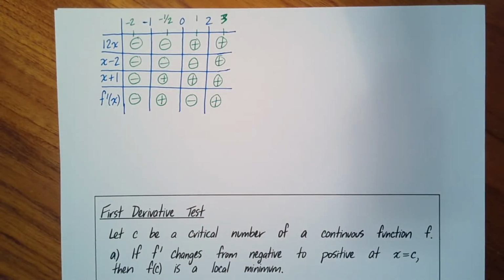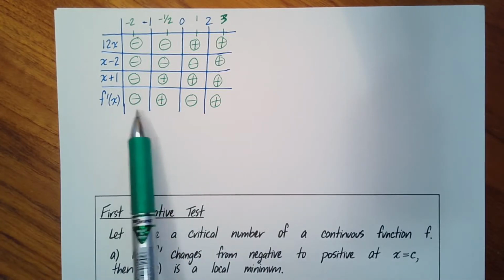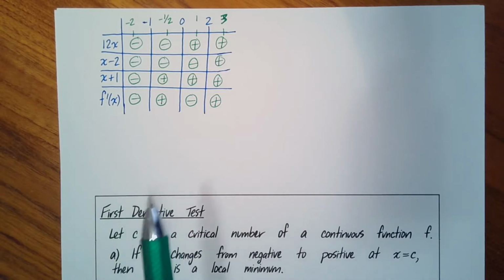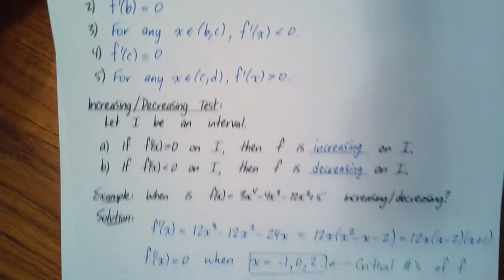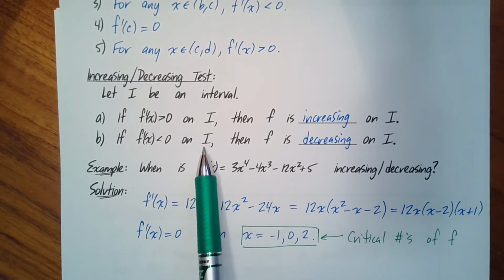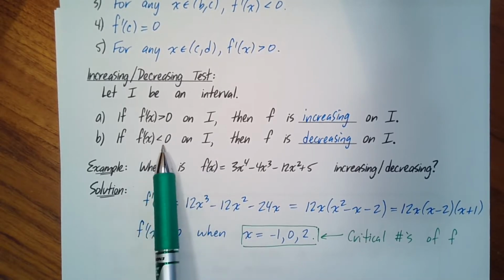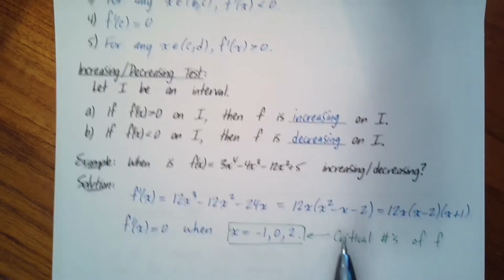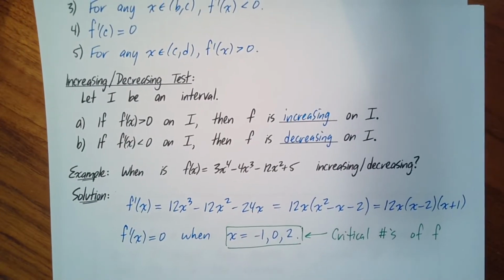So if you apply now the increasing-decreasing test, this is going to answer the question for us. Because let's take this interval, for example, the interval between -infinity and -1. F prime of x is negative on that interval. So by the increasing-decreasing test, take I to be the interval that goes from -infinity to -1. Since f prime of x is negative on that interval, then the function is decreasing on that same interval. And you do the same for the other three intervals.